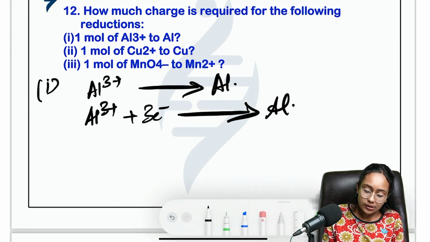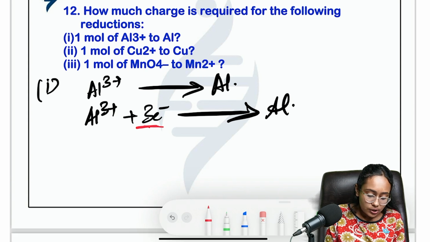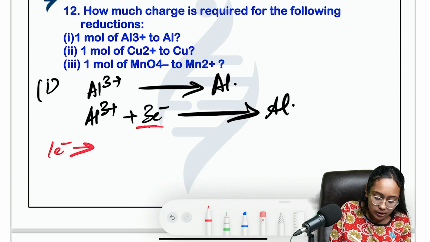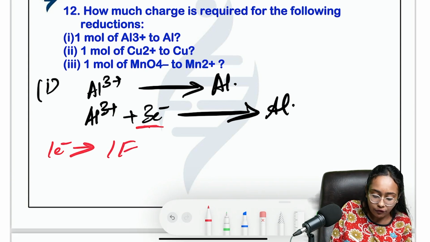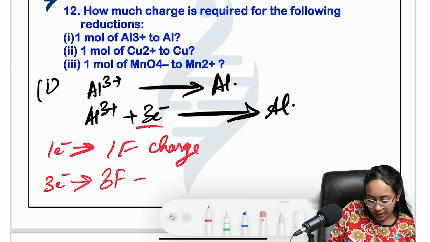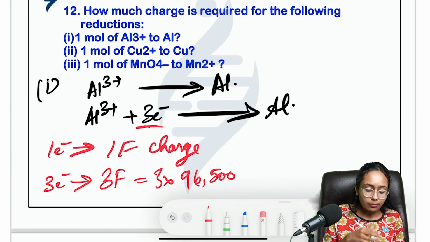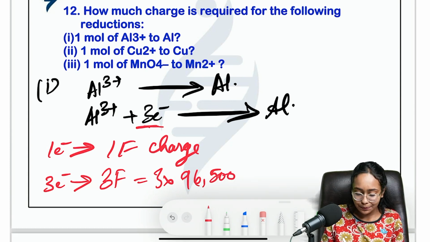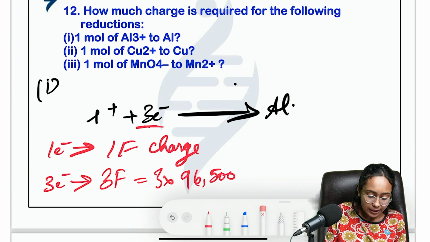So how many electrons are used here for the reaction? 3 electrons are used here. So 1 electron means how much charge? 1 farad charge. So 3 electrons means 3 farad. That is equal to 3 into 96500. Just multiply it and find the answer. Now moving on to the second sub question.